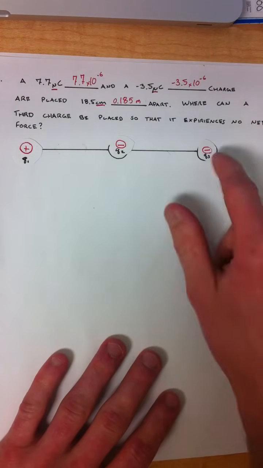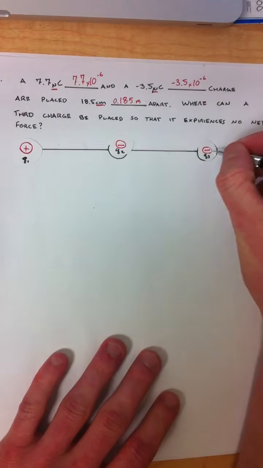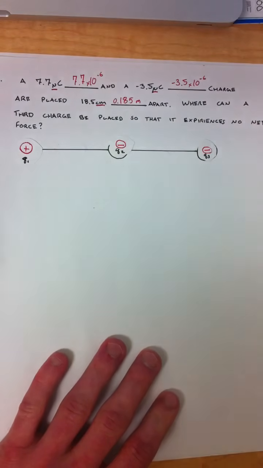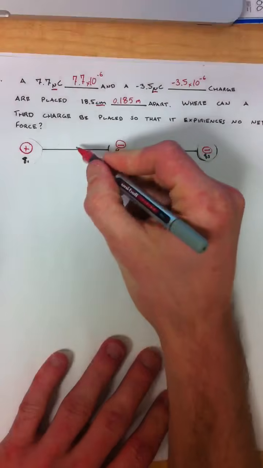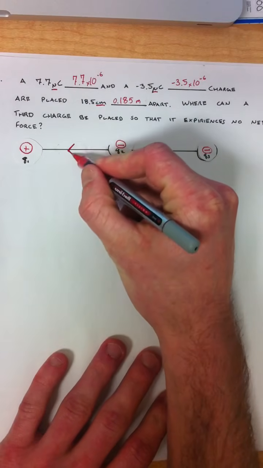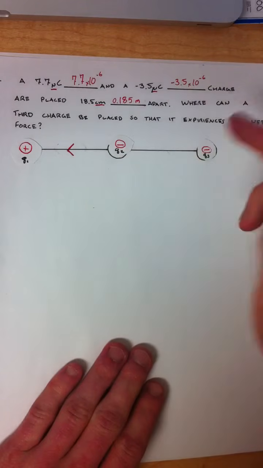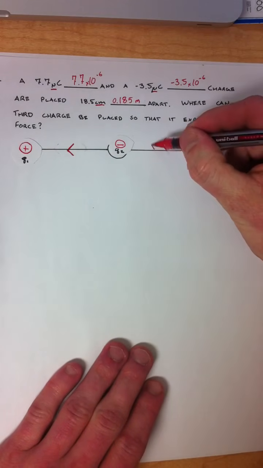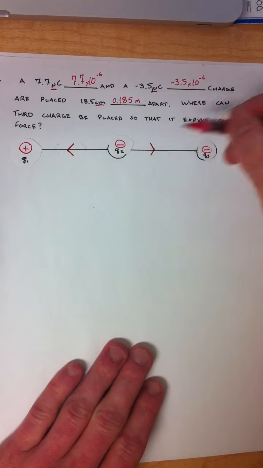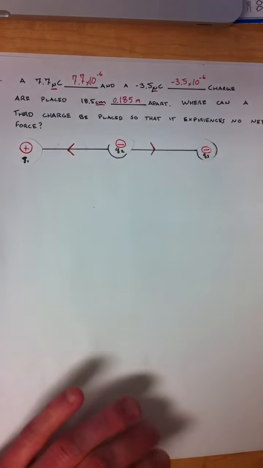So the idea with this one is this negative charge will be attracted by this positive charge, so we'll tend to feel a force towards the left, while this negative charge will be repelling it. So it'll be pushing towards the right on this last charge we add.